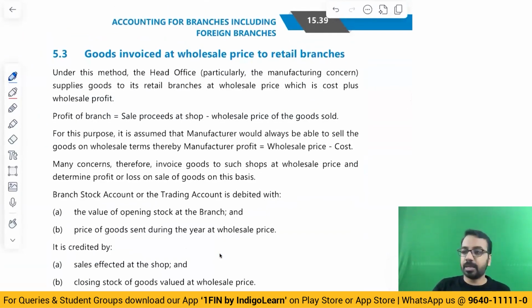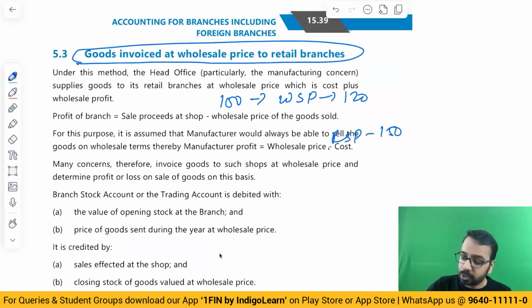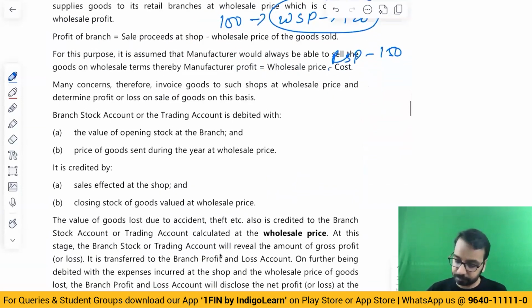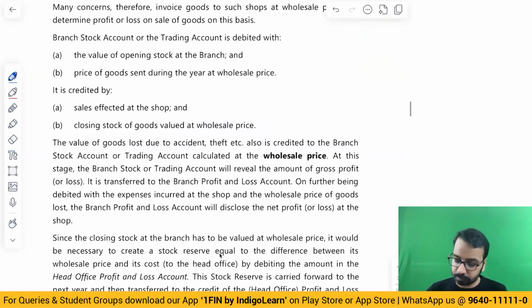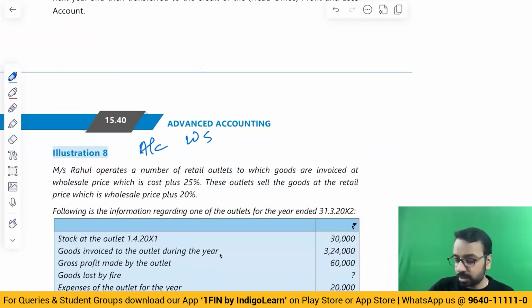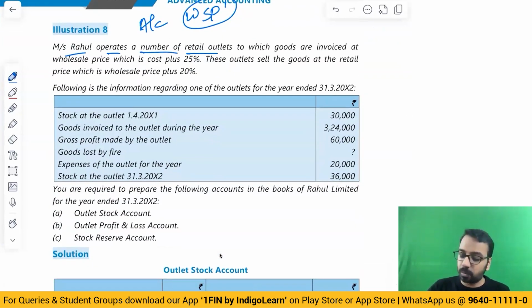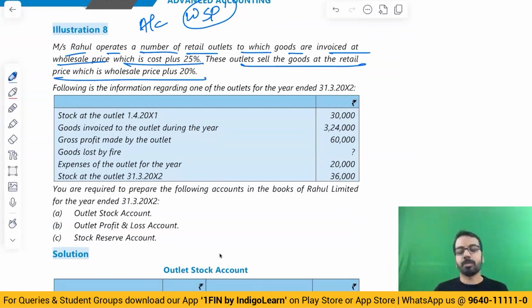Then the previous example that we saw was more like goods invoiced at wholesale price to the retail branches. Meaning to say, my cost is 100, my wholesale selling price is 120, my retail selling price is 150. So I will transfer the goods at 120 to the branch to evaluate how much profit the branch is making. Now, when we do the wholesale pricing, accounting is done at wholesale prices only. That is why in the previous question also we saw the same thing.